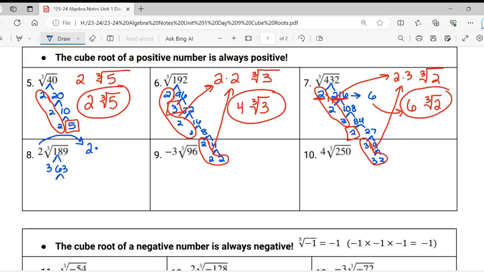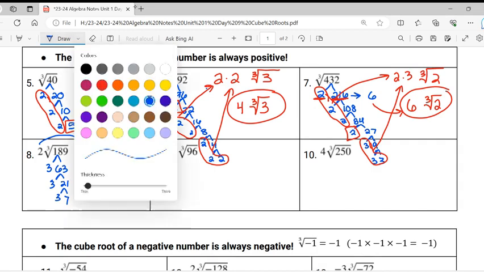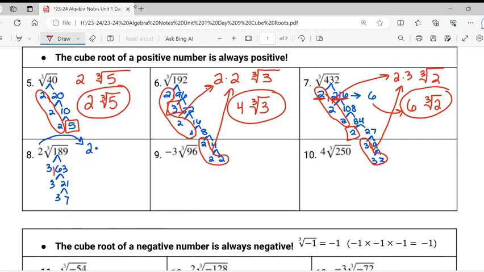Let's see, 3 goes into this one. 3 goes into this 21 times. 3 and 7. We do have a set of triplet 3s. They're going to come outside the radical, and this little 7 is going to stay in the radical. We end up with an answer of 6 cube root of 7.